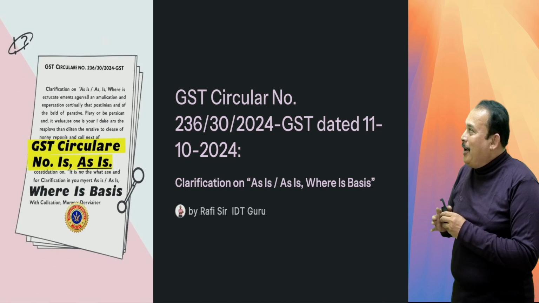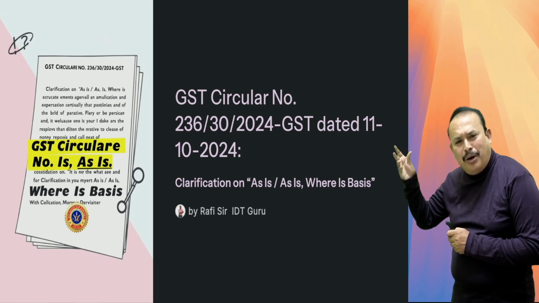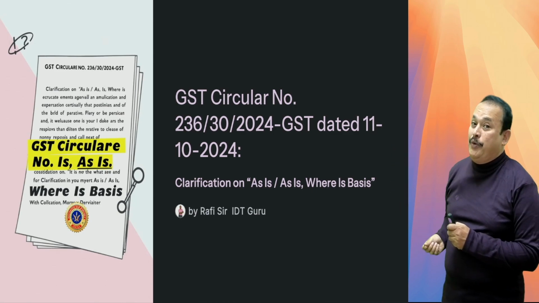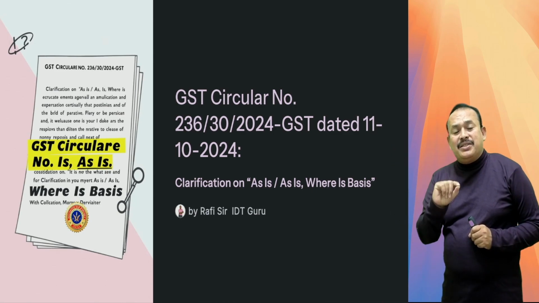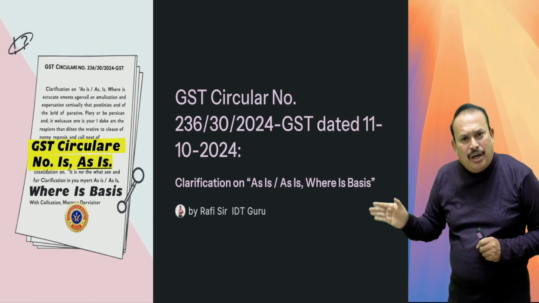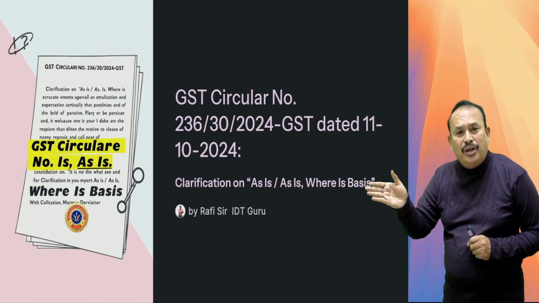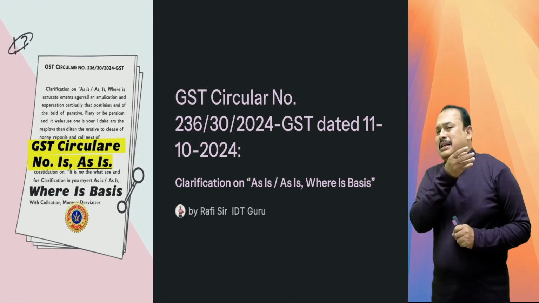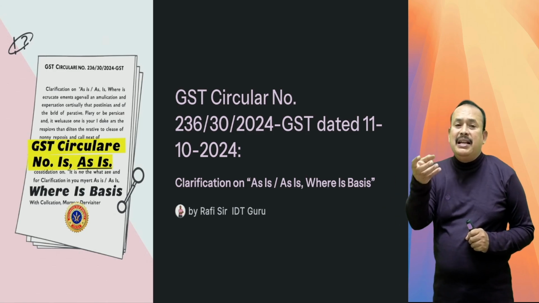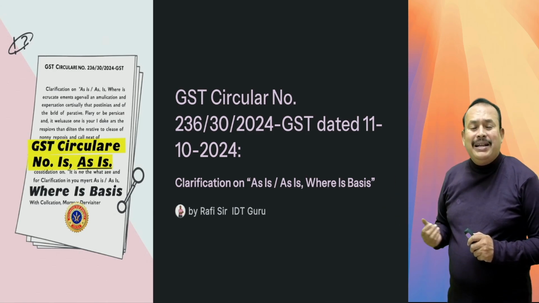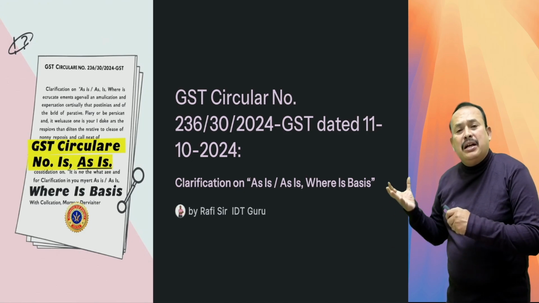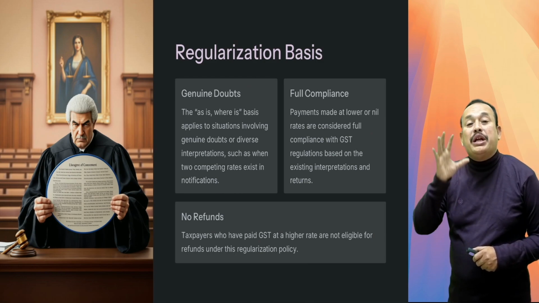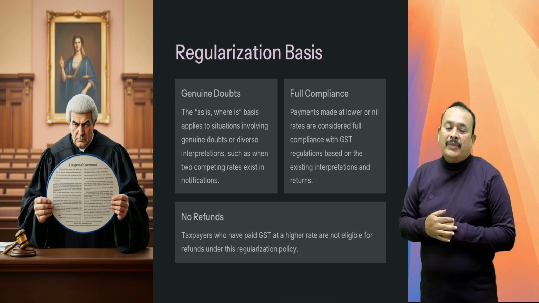Dear friends, now I am bringing to notice a very important circular number 236, issued by CBIC on 11th October 2024, regarding "as is, where is." In the recent past, in the Finance Act 2024, the lawmakers have used the "as is, where is" concept in many places. What is this actually? It refers to regularizing the transactions of the past period.